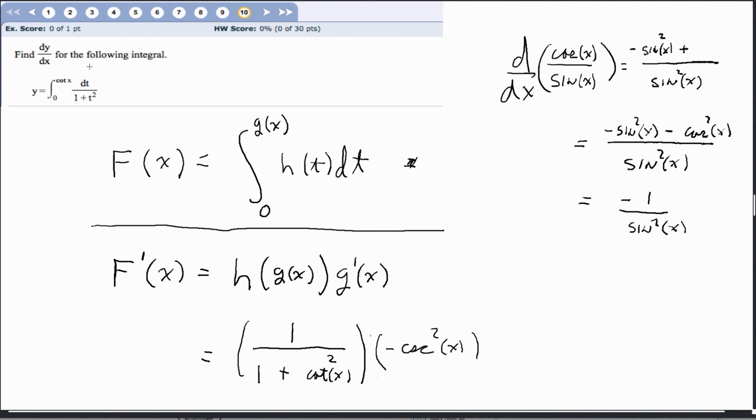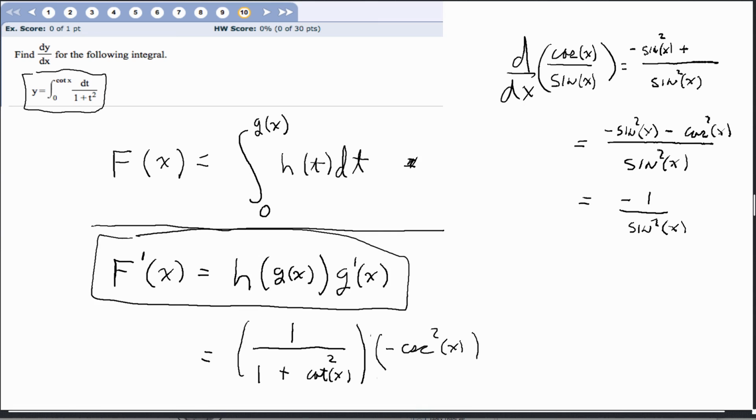So the big deal here is the idea that we are looking at the composition of functions, so you have to use the chain rule. Okay, well, I hope this helps you out. Thank you very much.